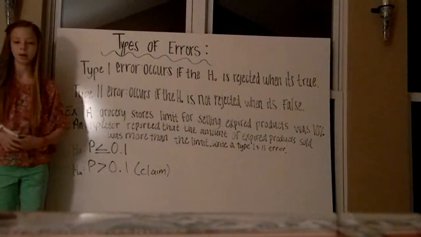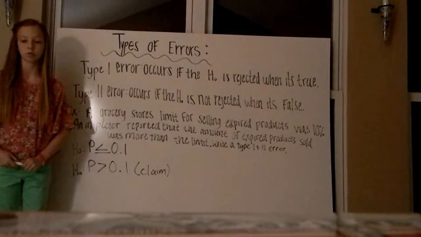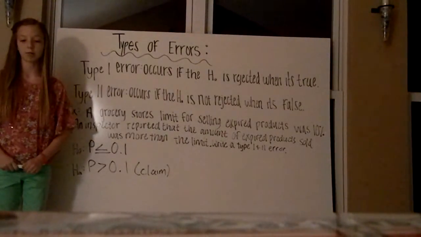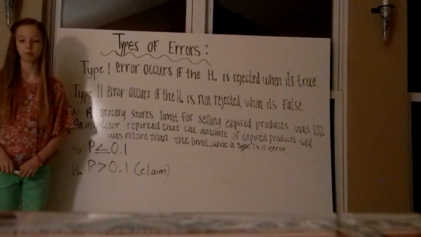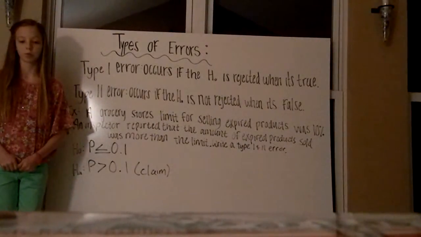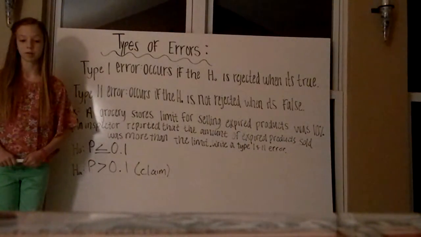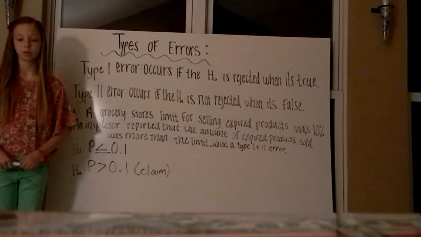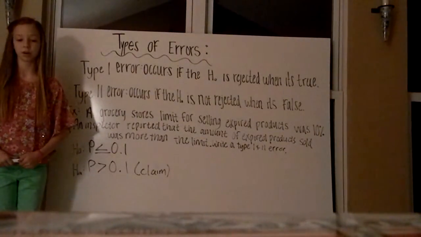So a type 1 error would occur if the actual proportion of expired products sold is less than or equal to 0.1, but you decide to reject the null. A type 2 error occurs if the actual proportion of expired products sold is greater than 0.1, but you do not reject the null.